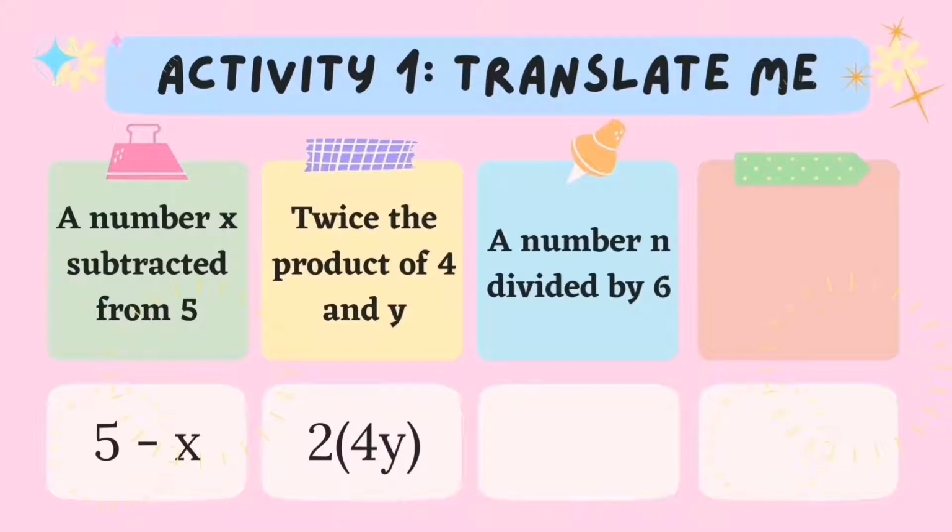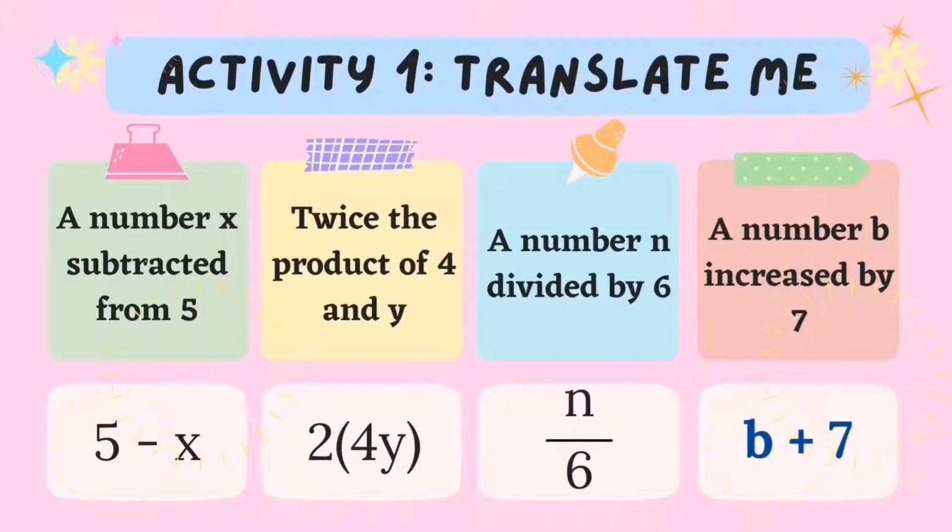And para sa ating third na phrase, a number n divided by 6. Kung ang sagot mo naman dito ay n over 6 or n divided by 6, tama ang nakuha mong sagot. At para naman sa ating last phrase, a number b increased by 7. Ang clue word naman natin dito ay yung word na increase. Ibig sabihin, ang gagamitin mo na operation ay addition. So, ang magiging sagot ay b plus 7.